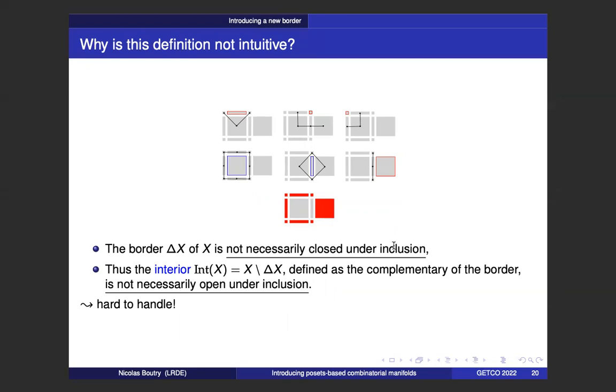Then, so I was telling it is not intuitive. It is because if you do not have a greater space to include the structure, the border will not necessarily be closed. It can be disturbing. Closed under occlusion, because it is the usual order relationship that we use for posets, and the interior, similarly, will not always be open. However, we have many properties which are coming.